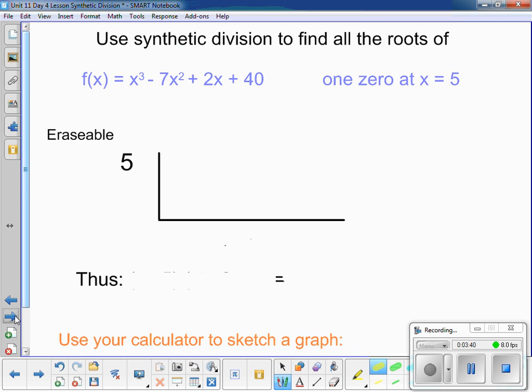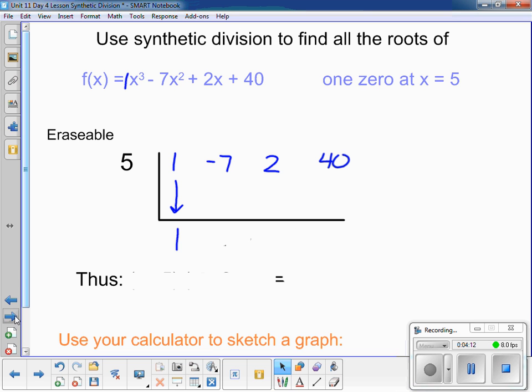So this one says that x cubed minus 7x squared plus 2x plus 40 has a 0 at 5. So 5 is going to go outside, and then I make this box type thing. Okay, and so what I do is I write my coefficients. There's really a 1 in front of the x cubed, a negative 7 in front of the x squared, a 2 in front of the x, and 40. Okay, I always, always, always, no matter what number's in front, bring it down first because I have to start.